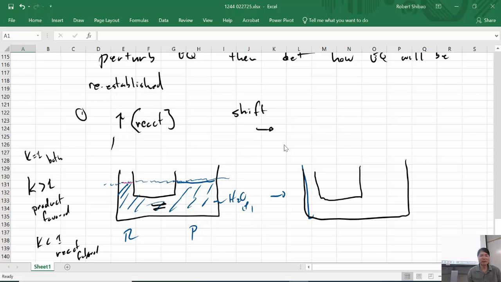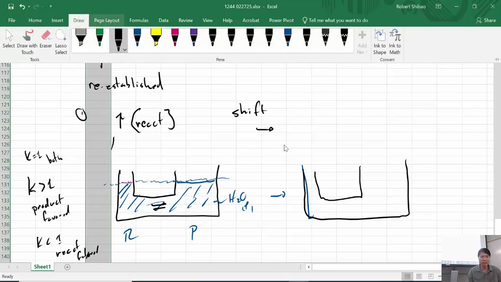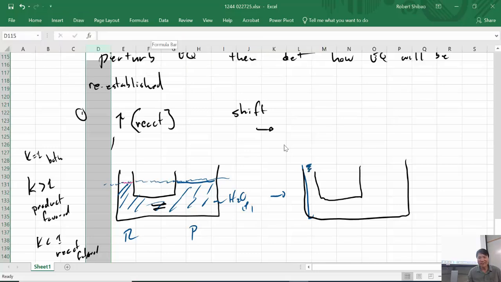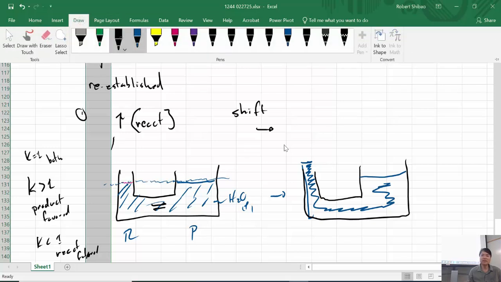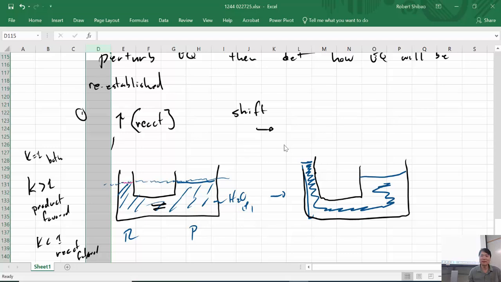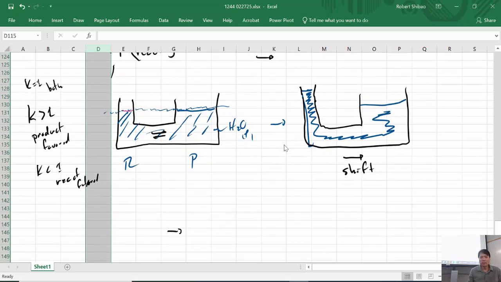Well, it's no longer going to be at equilibrium because one side's going to be bigger now. And so let's dump in more water here. Is this at equilibrium now? No, there's nothing preventing this water from flowing to the right, and I'm going to have a shift, we call it. This is going to shift right, and then I need to reestablish equilibrium.